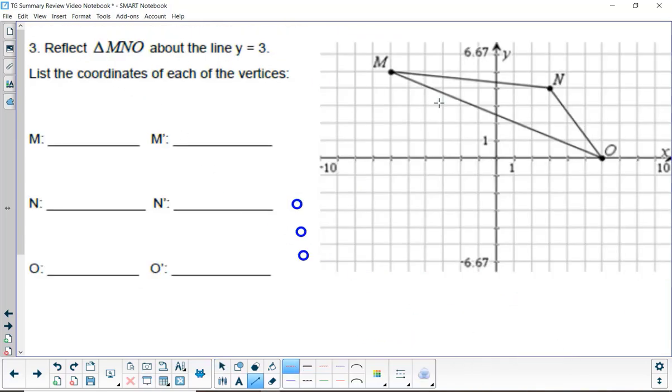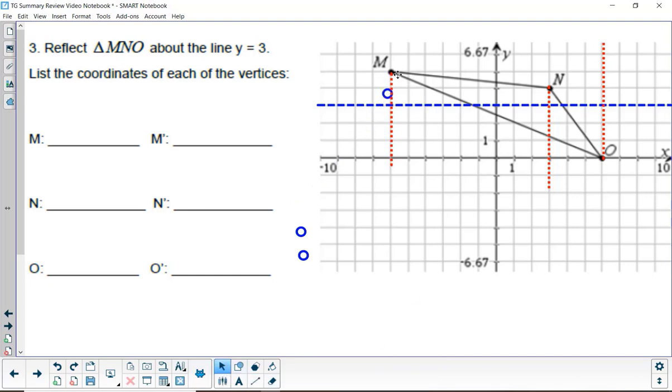Number 3 asks us to reflect this triangle about the line y equals 3. So I'll go ahead and graph y equals 3. It's a horizontal line through y equals 3. And now I'm going to have to go perpendicular from those points to that line, but go in the opposite direction. And so M prime would be 2 units away from this blue dashed line in the opposite direction. N prime would be 1 unit in the opposite direction from N. And O prime would be 1, 2, 3, 1, 2, 3. There's O prime.